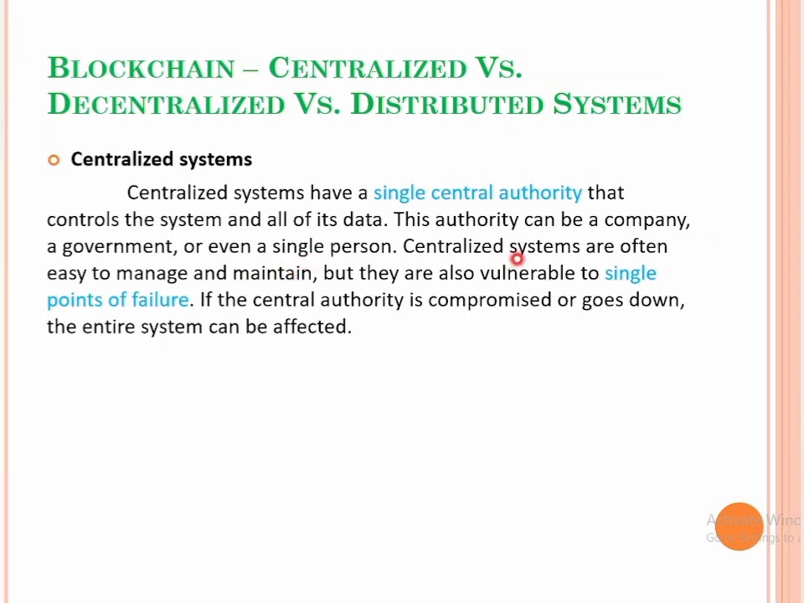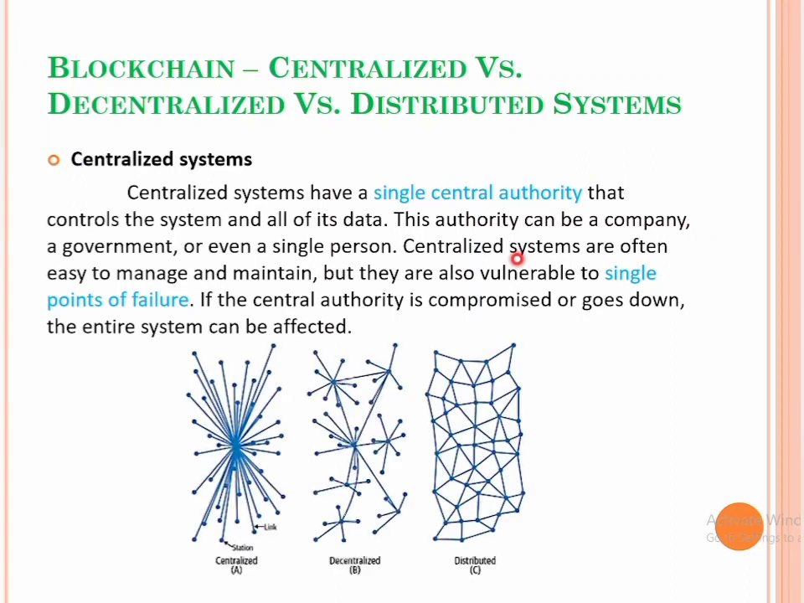Centralized systems are often easy to manage and maintain, but they are also vulnerable to single points of failure. So this is the main problem in the centralized system. If the central authority is compromised or goes down, the entire system can be affected. So in the central system, there is a single point of control. So this central authority, which is available in the network, makes decisions and manages resources. Imagine a king ruling a kingdom.